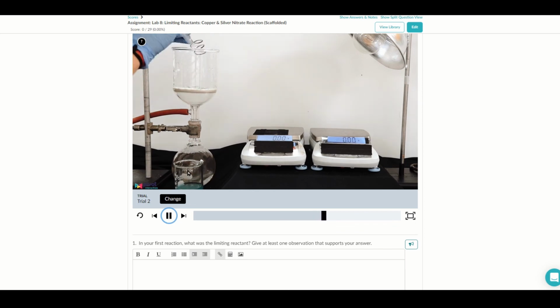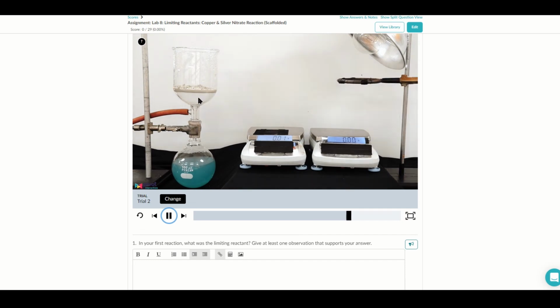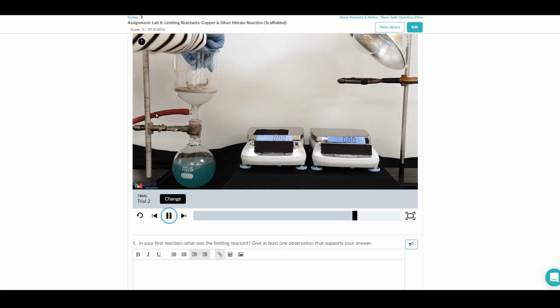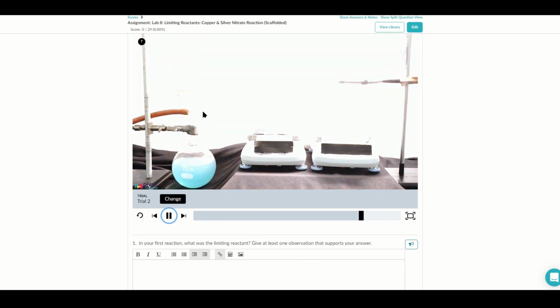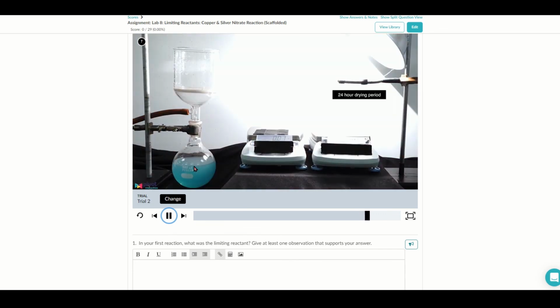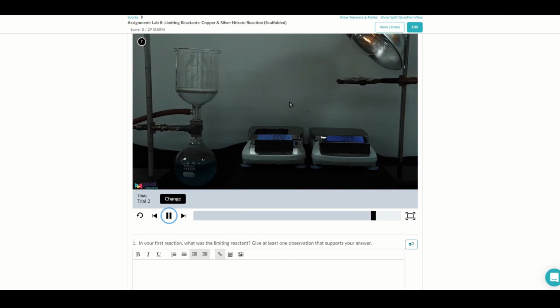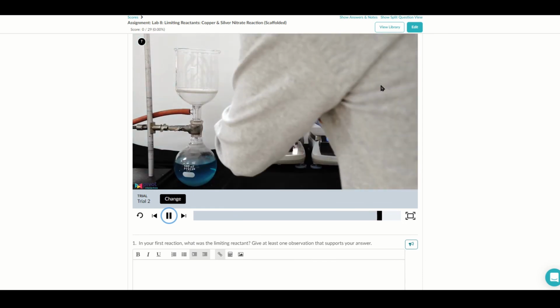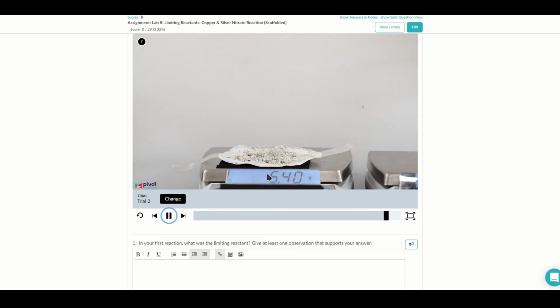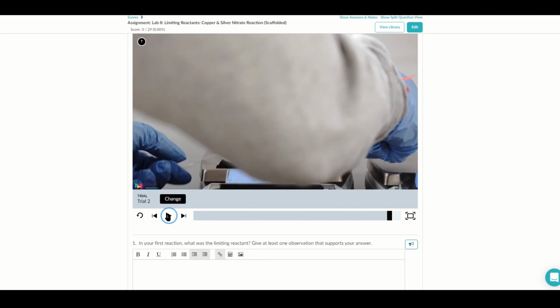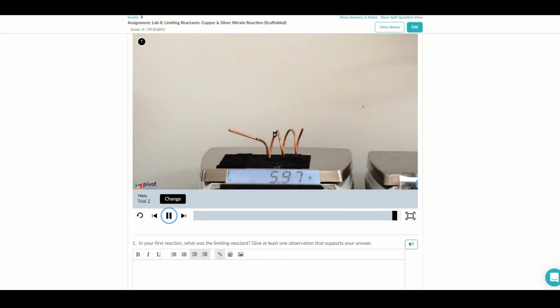So look at what happens. They take out as much as they possibly can. The silver keeps accumulating here on this filter. They're filtering. There's a suction line right here that's causing the liquid to go down. There's a drying period of that silver, and then they finally weigh it. So that's what's going on there. And then the rest of your copper.